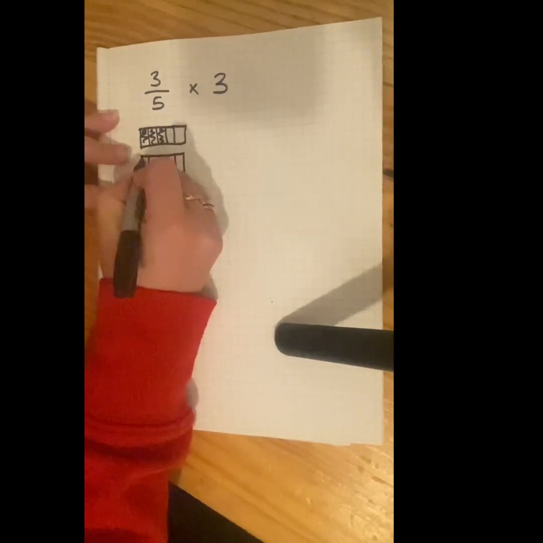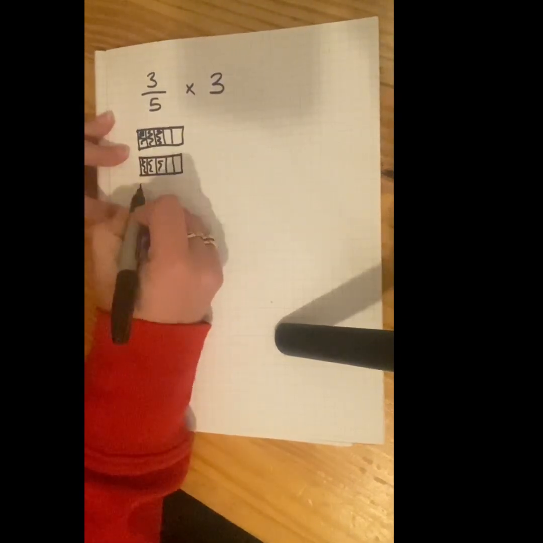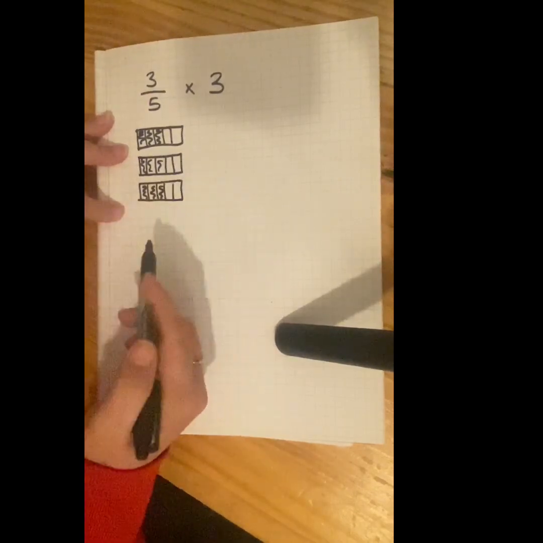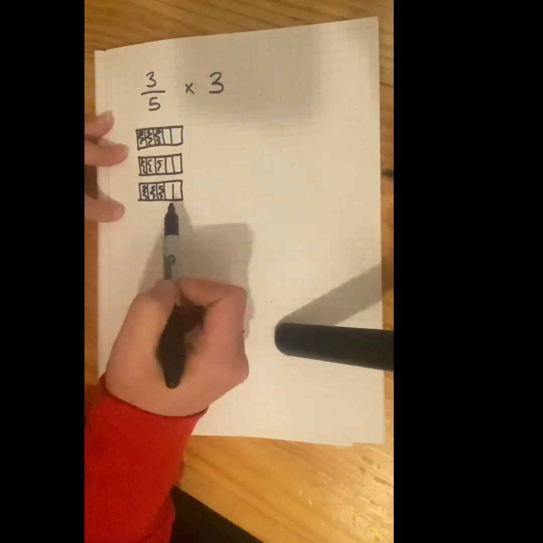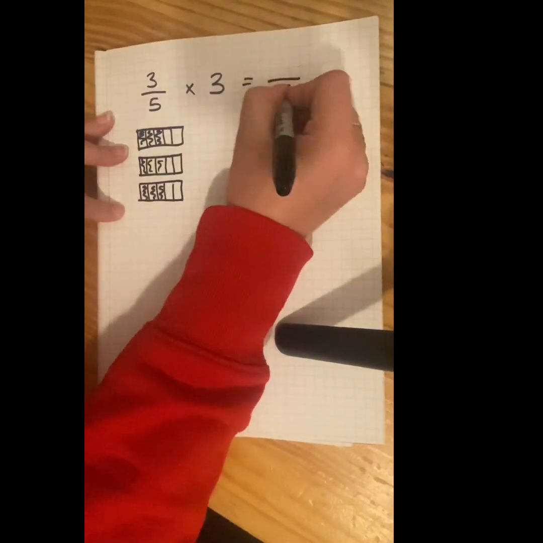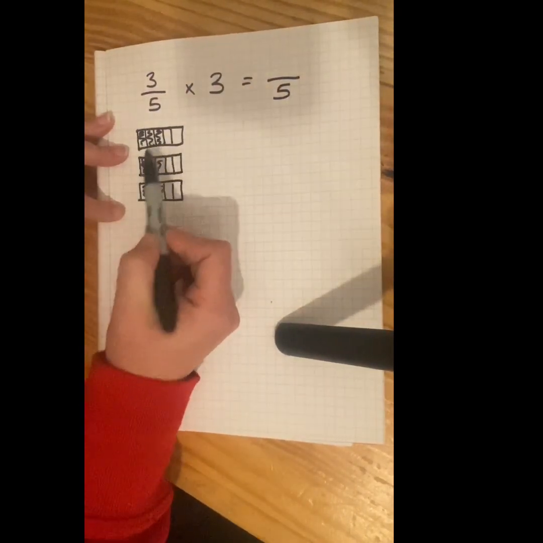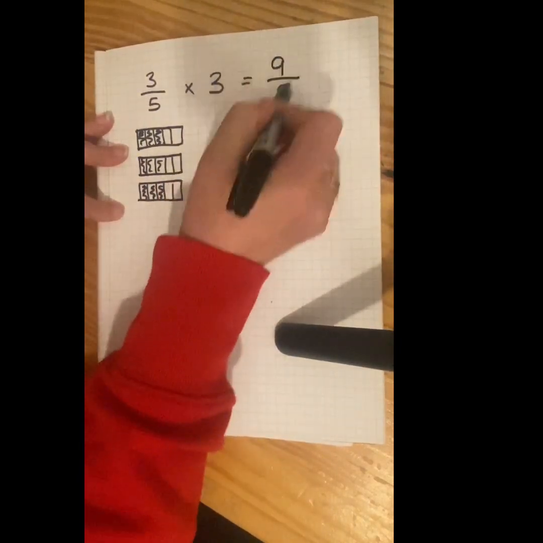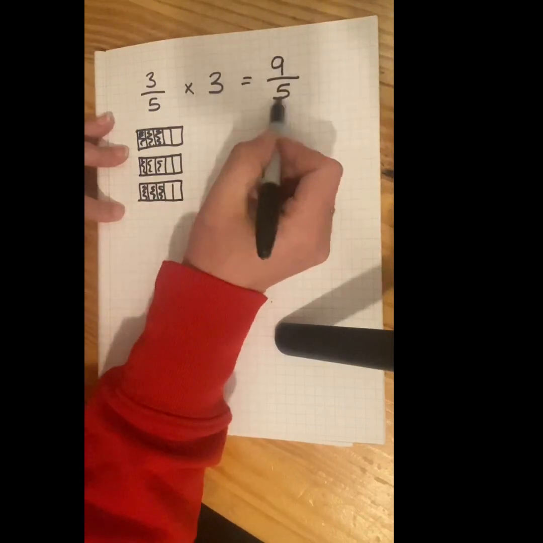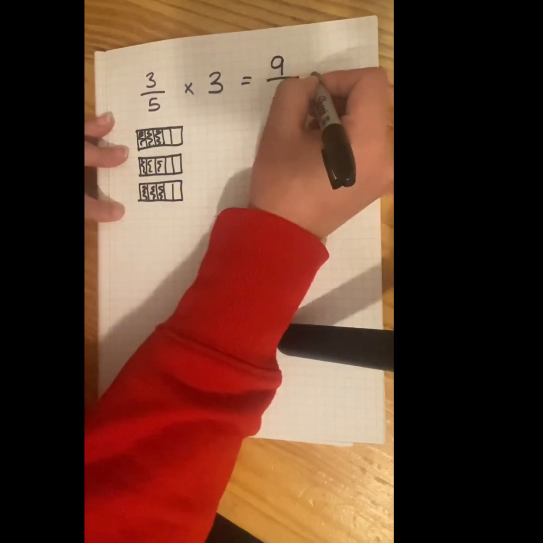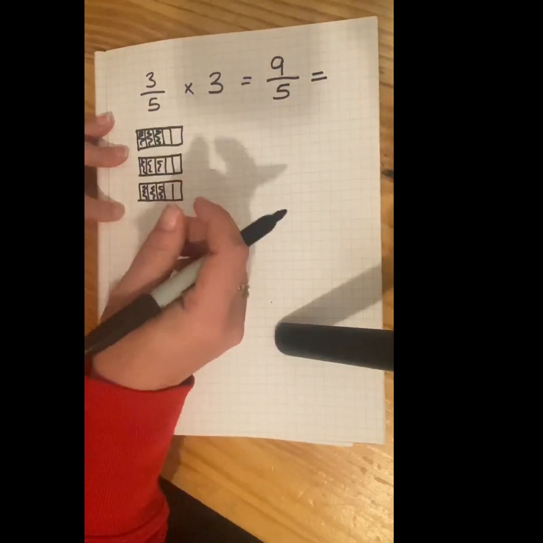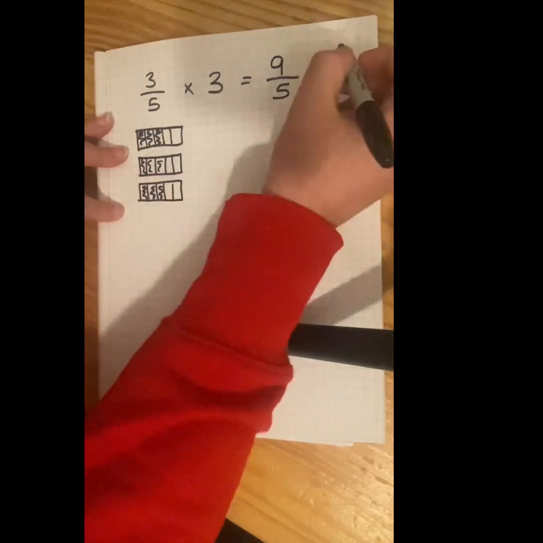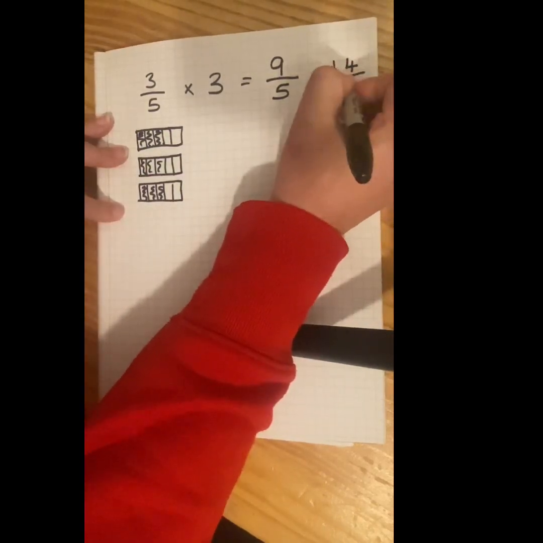Okay, so 2 times, and another one is 3 times. Now, because all the parts are the same size, they're still fifths, but this time I've got 1, 2, 3, 4, 5, 6, 7, 8, 9 fifths, which is obviously an improper fraction where the numerator is bigger than the denominator, so I can simplify that and turn it into a mixed number. So I've got 1 whole one, which is 5/5, and then 4/5 left over.